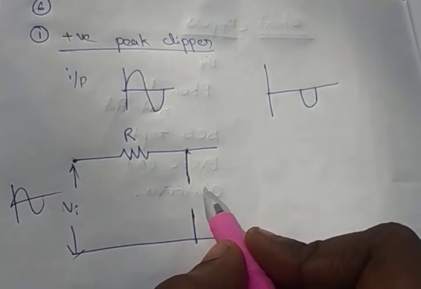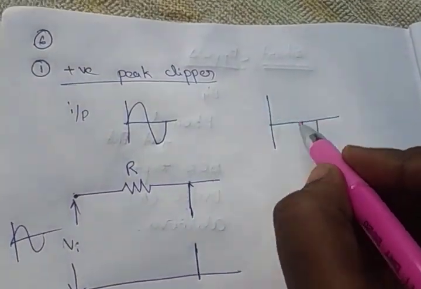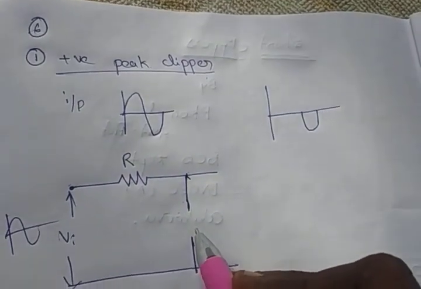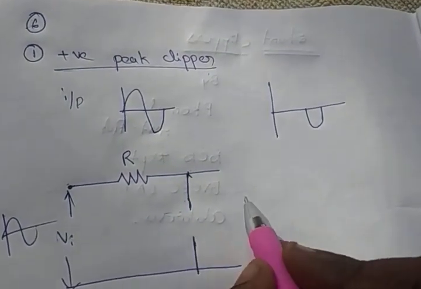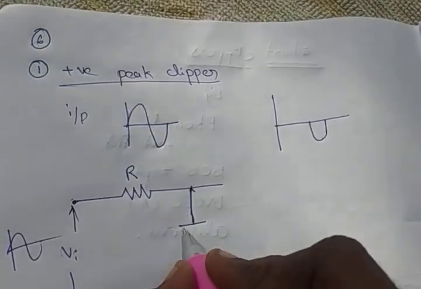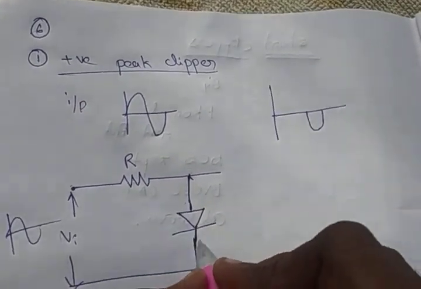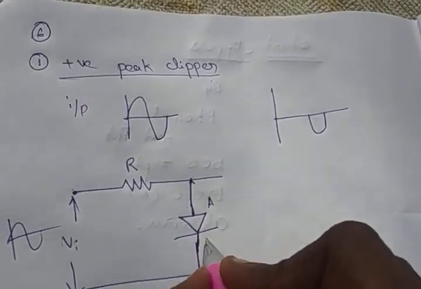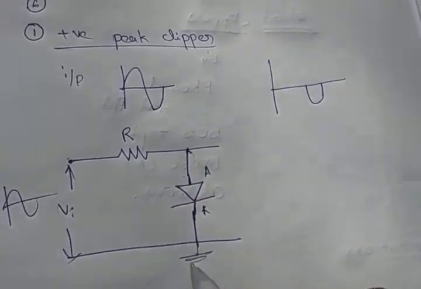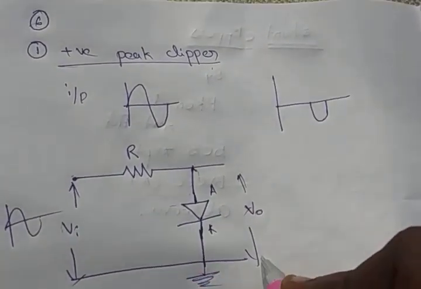Whenever the positive peak occurs here, the diode should be in forward biased condition, then there will be no output. Positive peak appearing means positive voltage. When positive voltage is connected to the anode, it will be in forward biased condition and act as a shunt line, so there will be no output. So we are taking the output here.